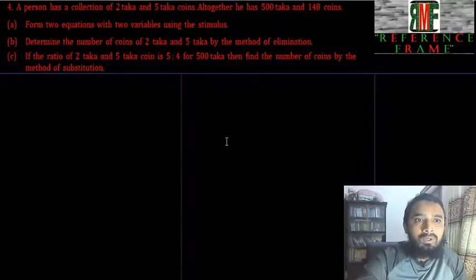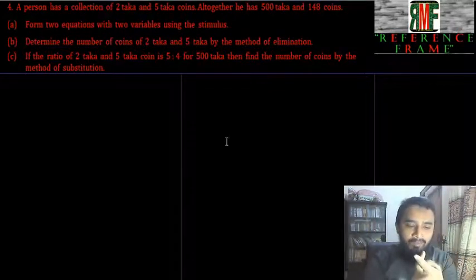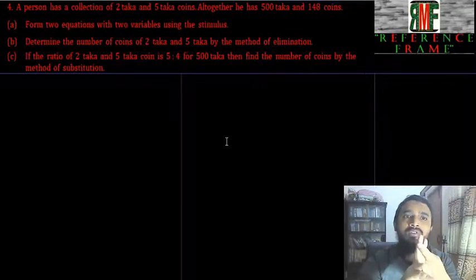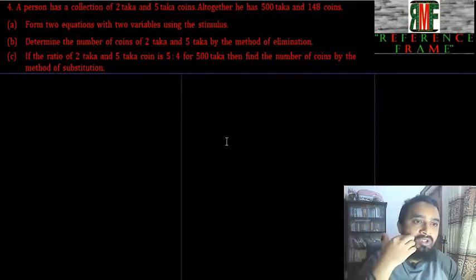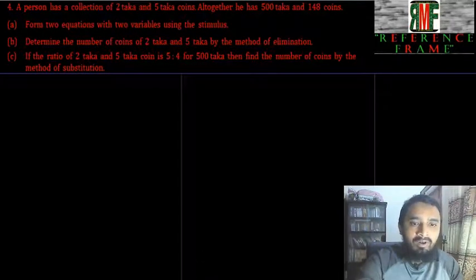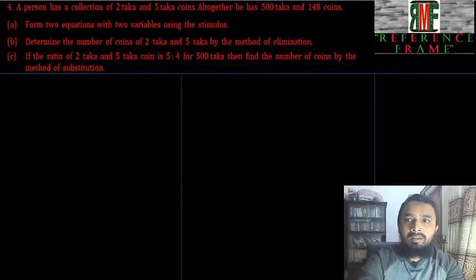Okay, so look here, if I have 1 coin of 2 taka, I have in total 2 taka. If I have 2 coins of 2 taka, in total 2 times 2, 4 taka. If I have 5 coins of 2 taka, in total 5 times 2, 10 taka. Similarly for 5 taka, they will just be the multiples. So let the number of 2 taka coins be x and the number of 5 taka coins be y.